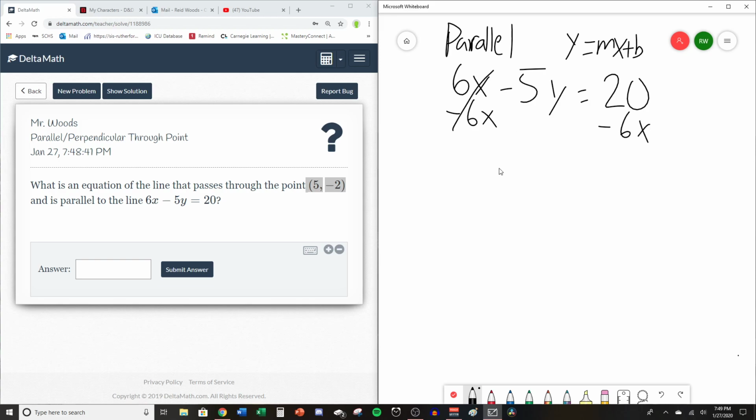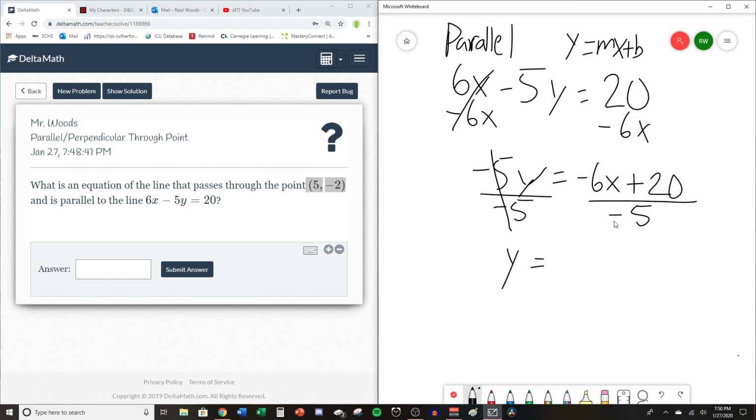This gets rid of this, and that leaves me with minus 5y equals, well, these are not like terms, so it's negative 6x plus 20. Last thing I need to do is divide by this negative 5, the whole side here, and this goes away. So I get y equals, and I'm going to split these up across the addition sign. So this is negative 6 over negative 5, which would just be 6 over 5.